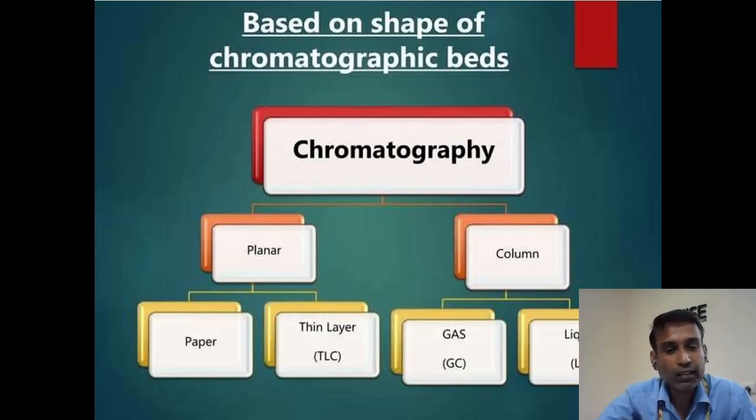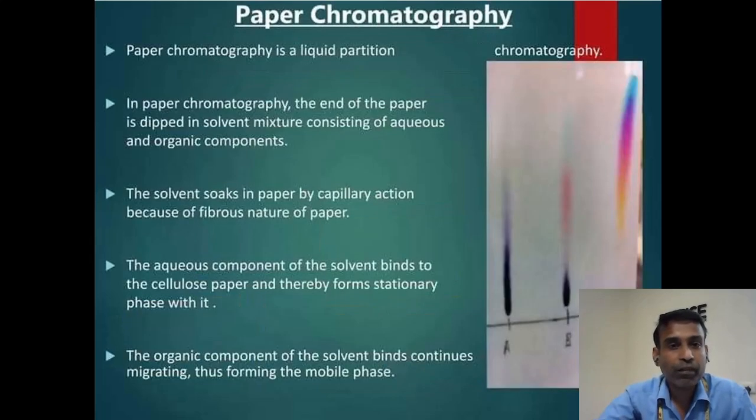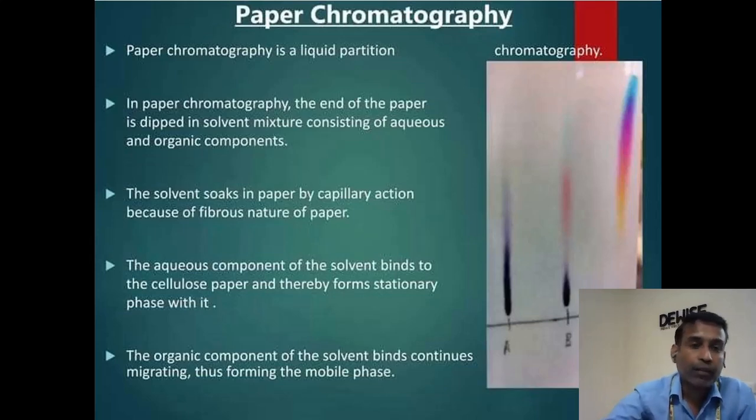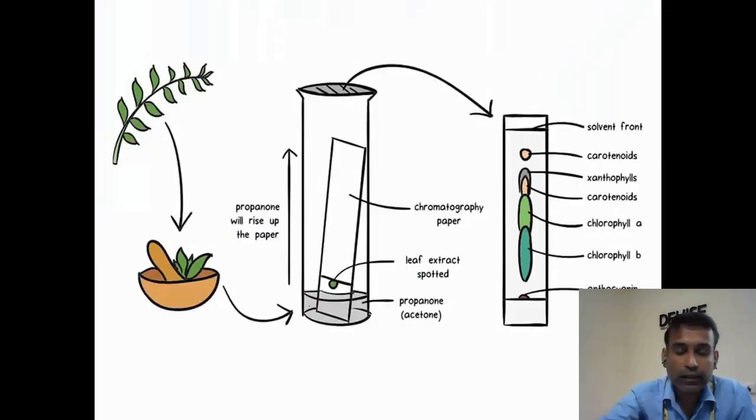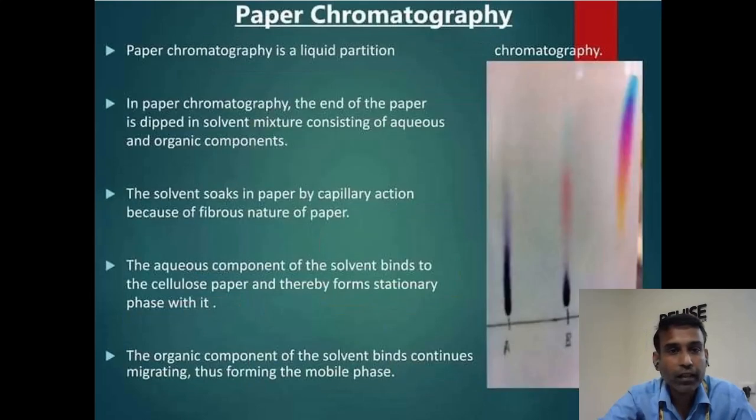Now we are going to discuss the paper chromatography technique. It is one of the basic chromatography techniques used in laboratories to analyze food products. Paper chromatography is a liquid partition chromatography, where the mobile phase is a liquid medium and the stationary phase is a solid support material. In paper chromatography, the bottom end of the paper is dipped in the solvent mixture, as shown in the second diagram, constituting the aqueous medium along with the organic component.